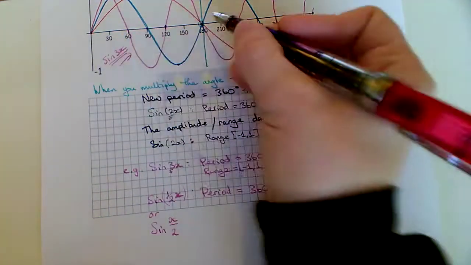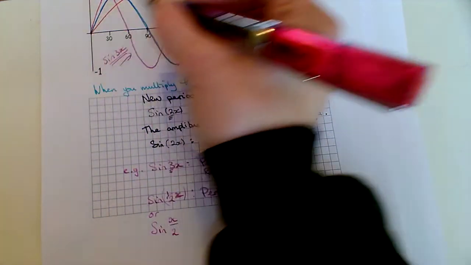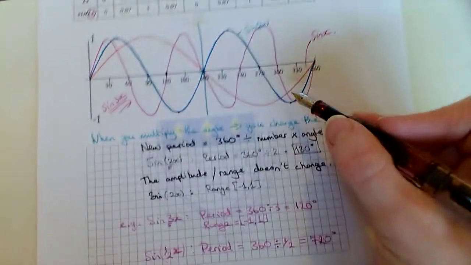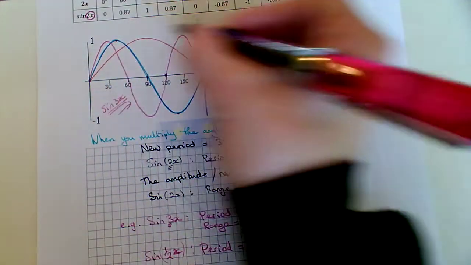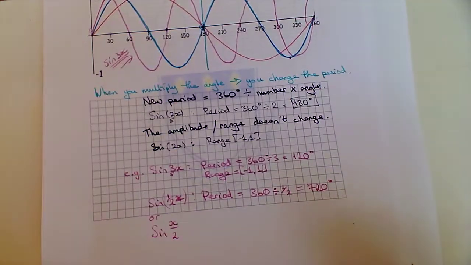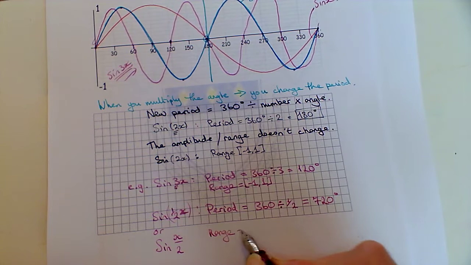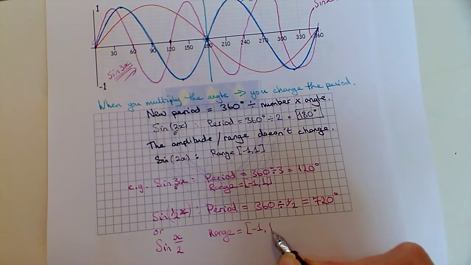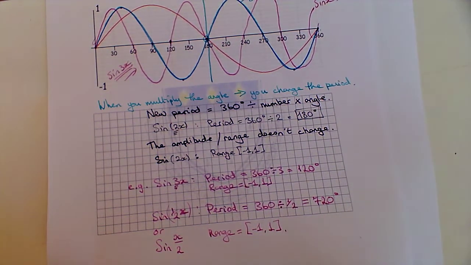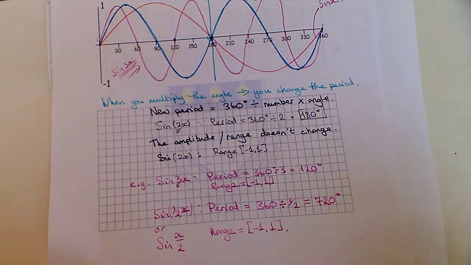So it would be stretched out even further. We'd only get half of the wave function drawn in the 360 degrees space. And again, the range would not change. The range will still be -1 to 1. Okay, so that's what happens when you multiply the angle.